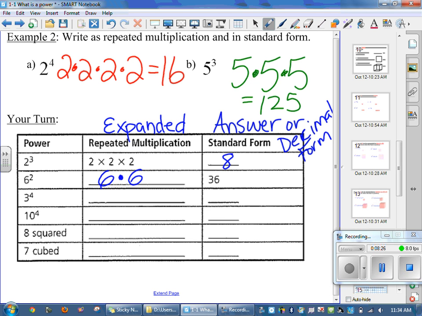The third one down. 3 exponent 4. Yes, sir? You're going to write 4 3s. 4 3s. Perfect. And how much does 4 3s times by itself give us? 81. Nicely done. Okay, let's look at the bottom 3. All right. Josiah. 10 times 10, 4 times, and then 10,000. And that'll be 10,000. Good.